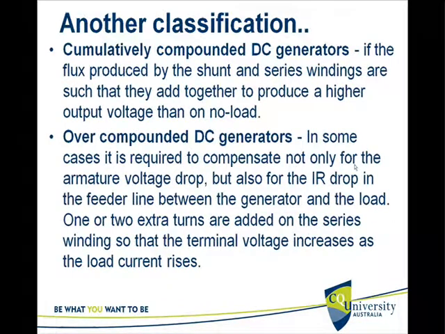Now there is a slightly different classification depending on how the flux components of the series field and the shunt field are interacting. We call it cumulatively compounded DC generators if the flux produced by the shunt and series windings add together to produce a higher output voltage than at no load. So the output voltage, as you can see, will be higher as the load current increases.